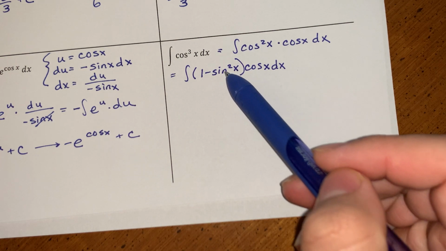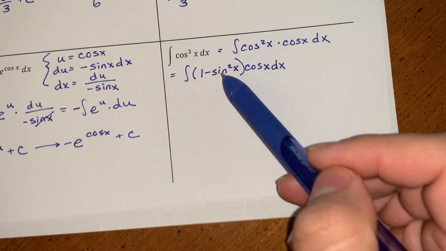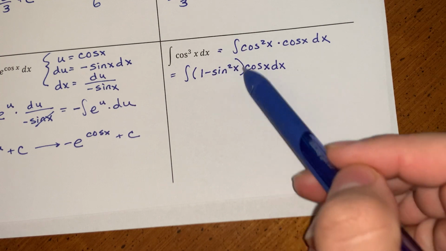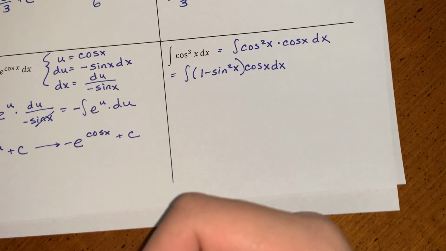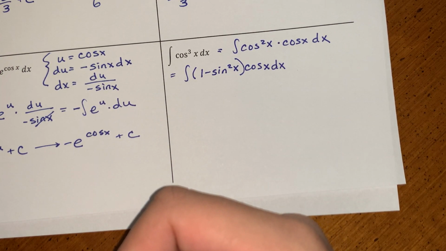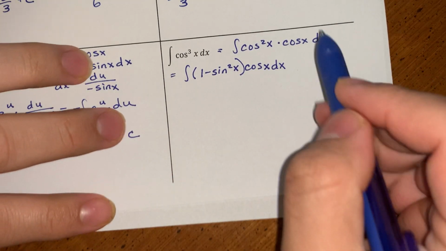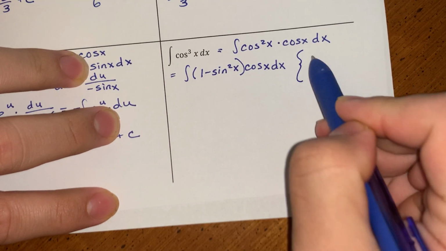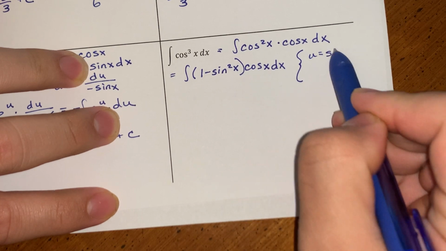Well, I know that if I took the derivative of sine of x, not necessarily sine squared of x, but sine of x, that will give me cosine of x on the outside. So I'm going to go ahead and give that a shot. So I'm going to say u equal to sine of x.